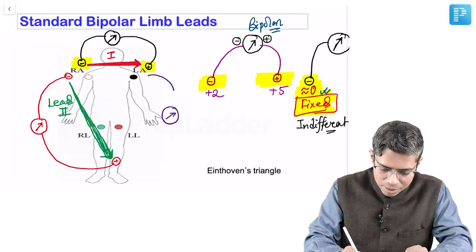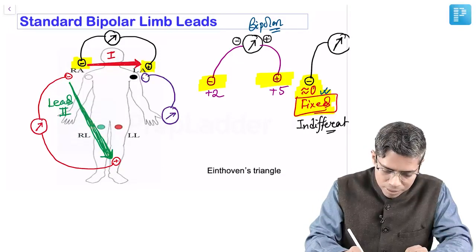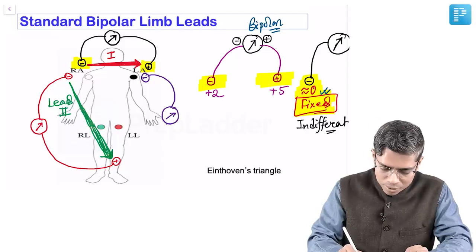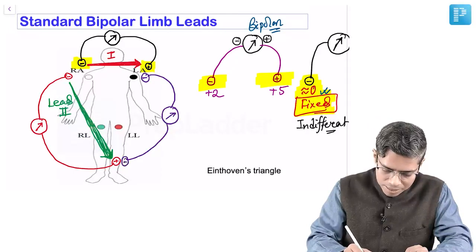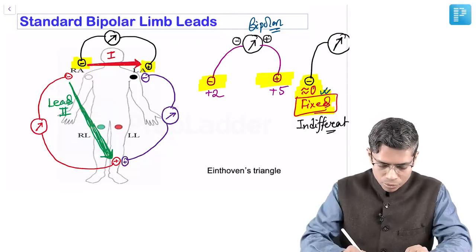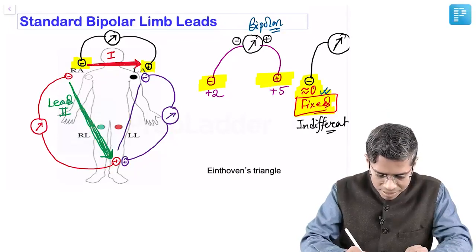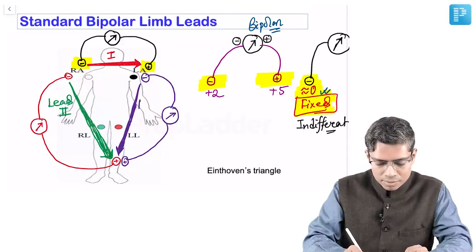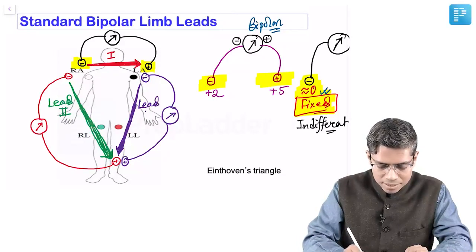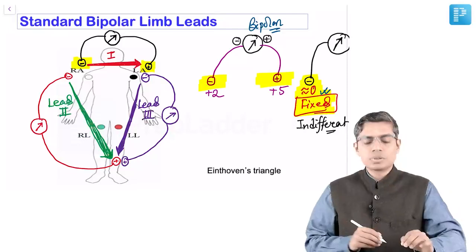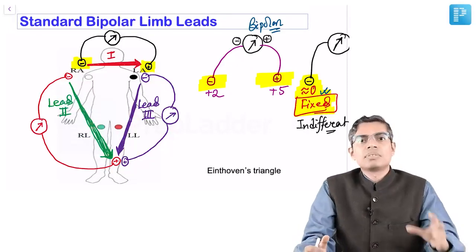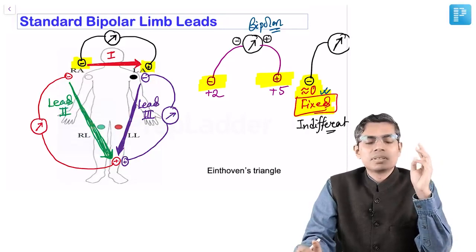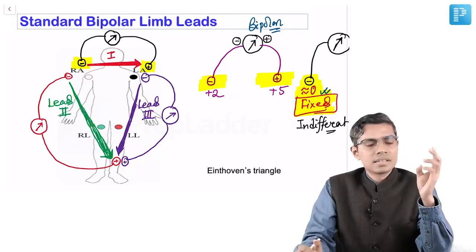The negative end of the voltmeter is connected to the left arm and the positive end of the voltmeter is connected to the left foot. So one voltage vector is directed from the negative towards the positive end, and this voltage vector is nothing but the voltage vector of lead 3. Getting my point?